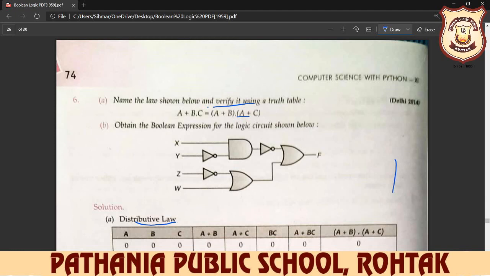Obtain the following Boolean expression for the logic circuit shown here. So you find out the output of this. You see here X and Y complement. Then again complement means NAND gate here. But what is the output of this? What is the output of this?